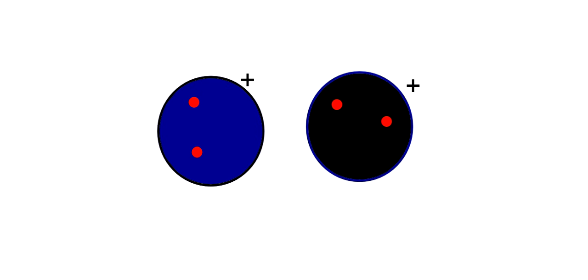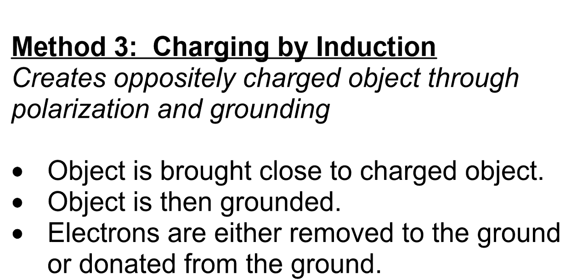So the final method is the most complicated of them all. It's called charging by induction rather than conduction. Basically, you create oppositely charged objects through polarization and grounding. With your simulation, you had to use the ground to accomplish this. First off, an object is brought close to the charged object. The difference between charging by conduction and induction is that in conduction you physically touch them, and in induction you do not physically touch them. You just bring it close.